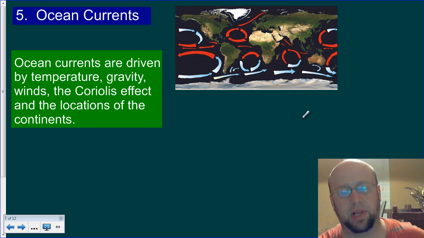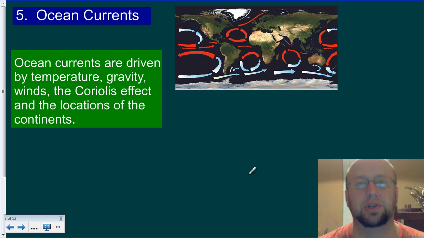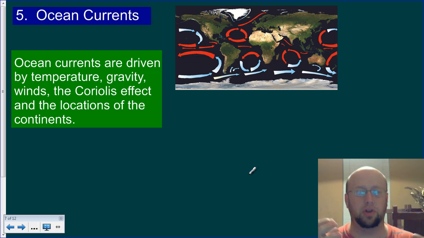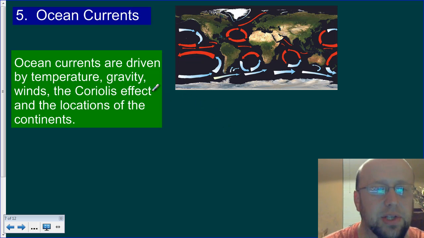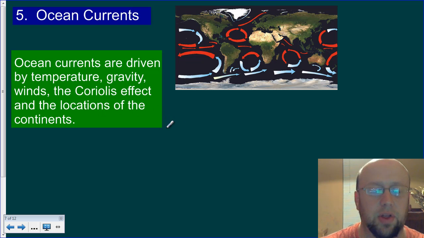But another big player in this are ocean currents. The reason that ocean currents are so important is because water has a really high specific heat. Water can absorb a massive amount of heat, and therefore there's a lot of energy stored up in water. And since our planet is mostly water, that means there's a lot of energy stored up in those ocean currents. So those are going to be affected by all kinds of things. They're going to be affected by temperature, gravity, winds, the Coriolis effect, and where the continents are. All of these things are going to affect where the ocean's currents flow.